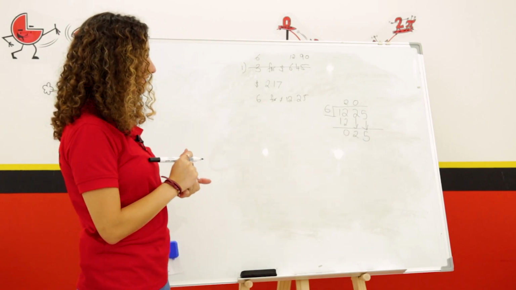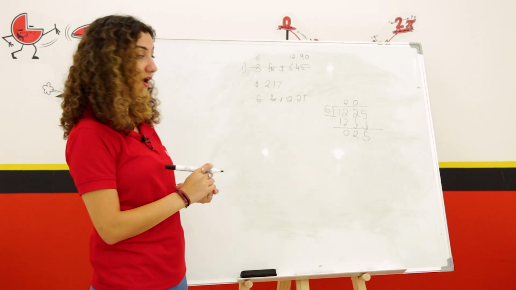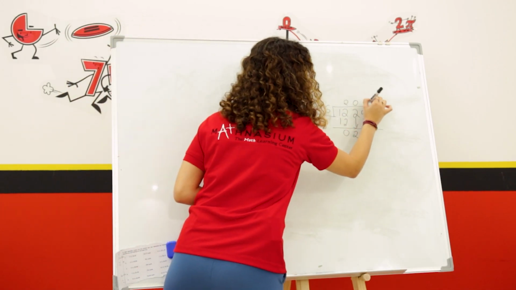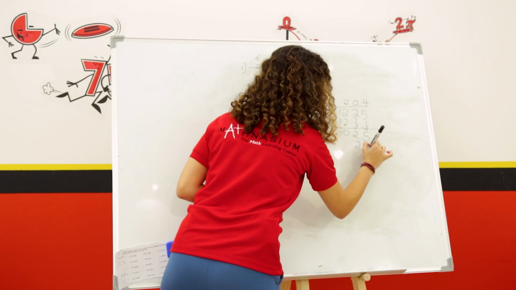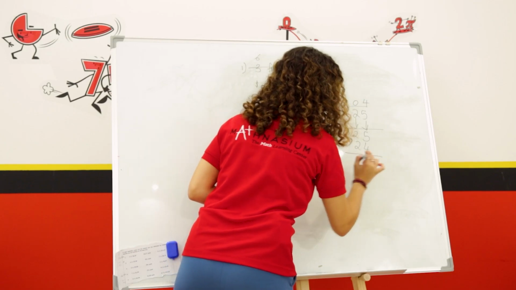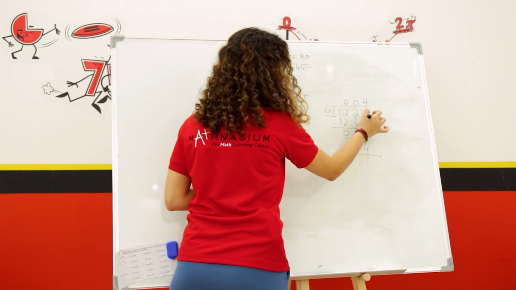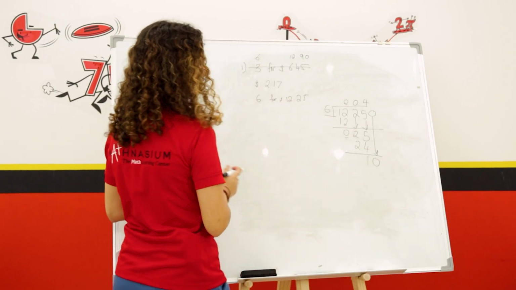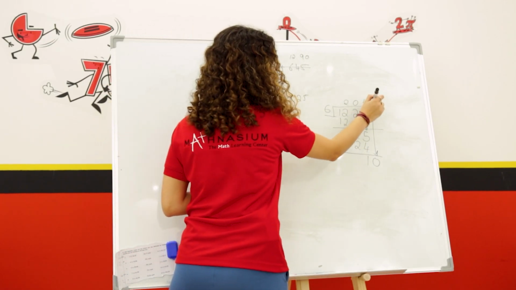How many groups of 6 fit into the number 25? I think we can say 4 groups of 6. That makes 24. Remainder 1. We can add another 0 and keep on going. How many groups of 6 fit into 10? Just 1 group.